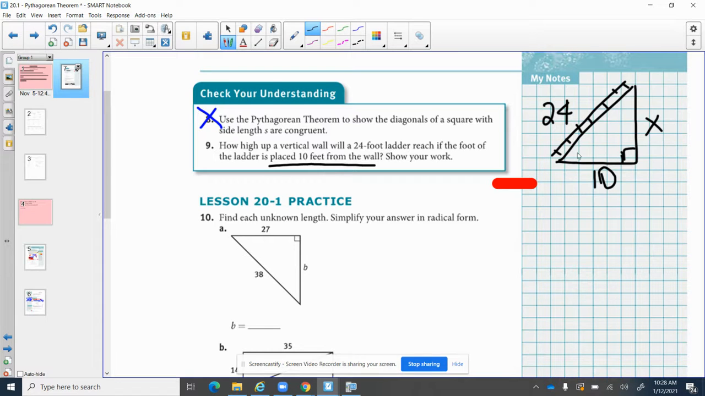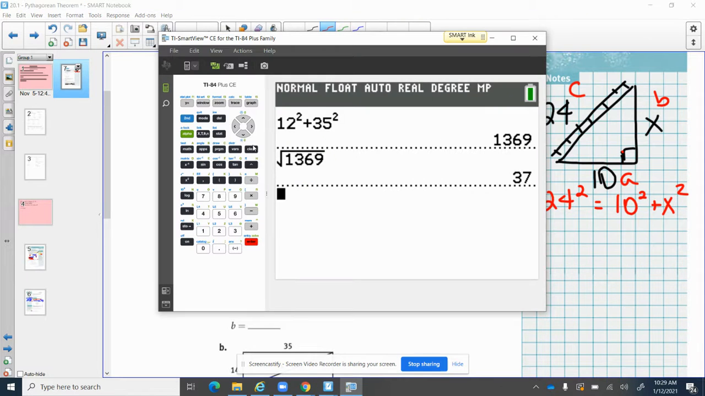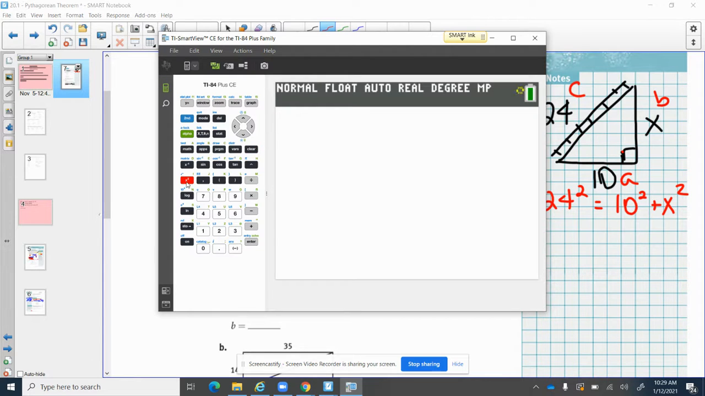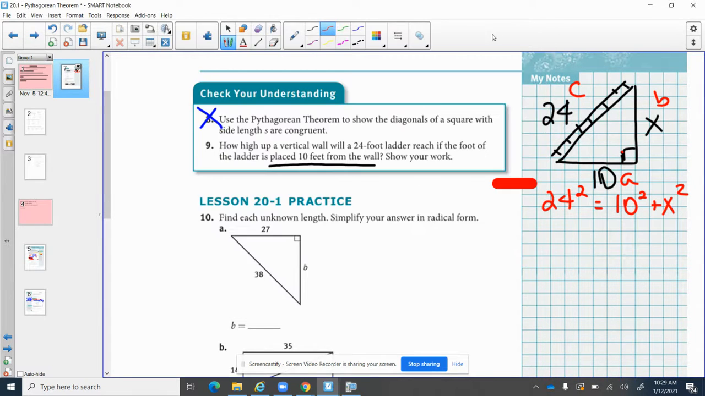Again, because it's a right triangle, that's why Pythagorean theorem is going to be a possibility here. And in order to solve this, our right angle is here, so our hypotenuse is going to be the ladder, and then A and B, it doesn't matter which one's A and which one's B, are going to be our two legs. So we have 24 squared, C squared, equals A squared plus B squared. And if we subtract over the 10 squared, we have 24 squared minus 10 squared, and that is 476.